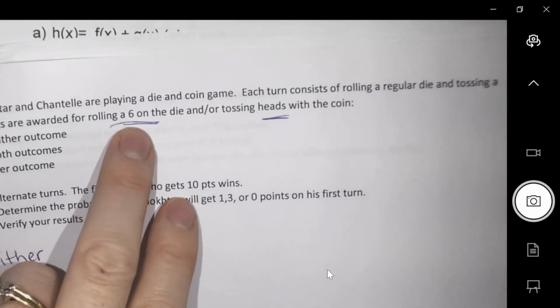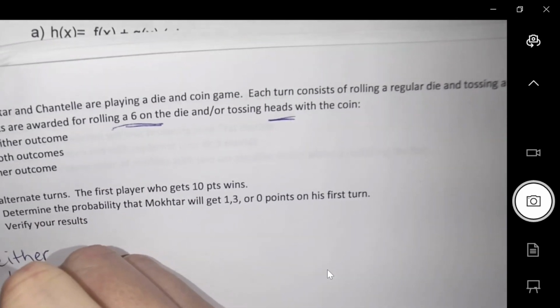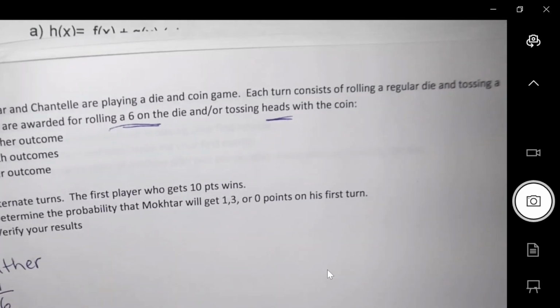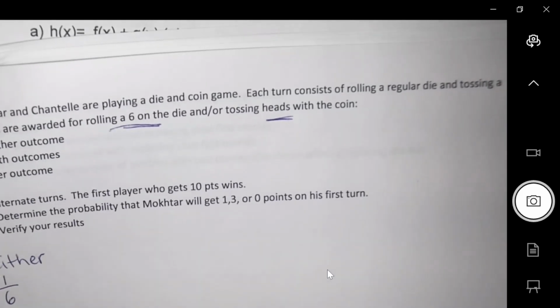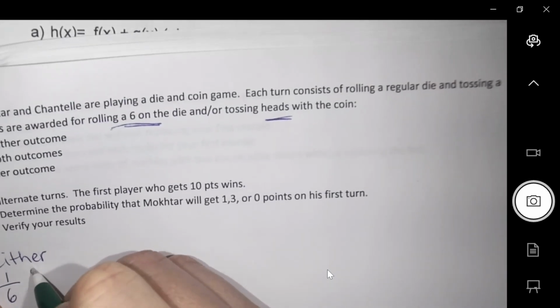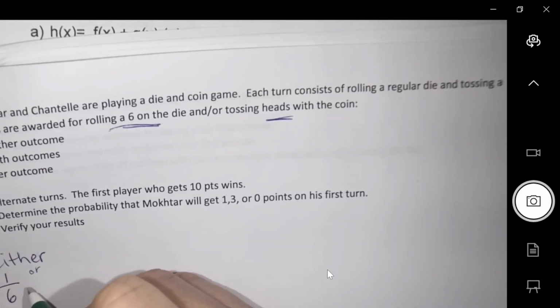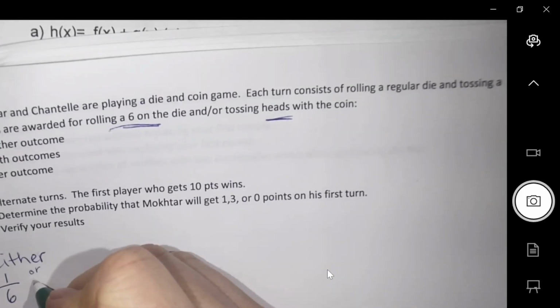So the chance of me getting a 6 on a dice is 1/6. There's one of those on the dice. What do we do in math if I want to do this or that? What do I do mathematically? Add.